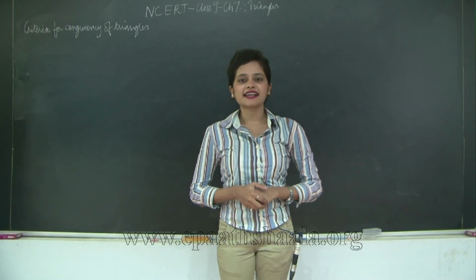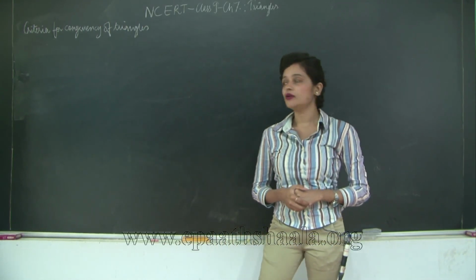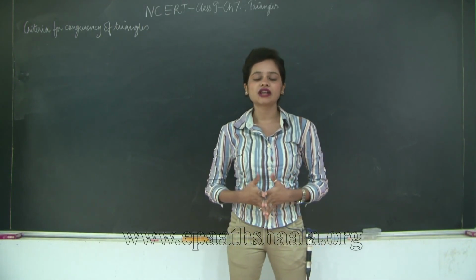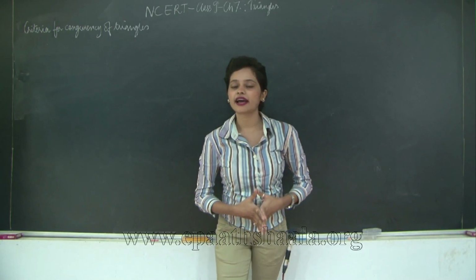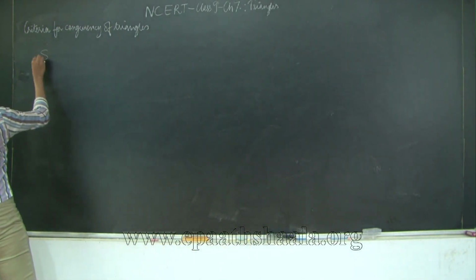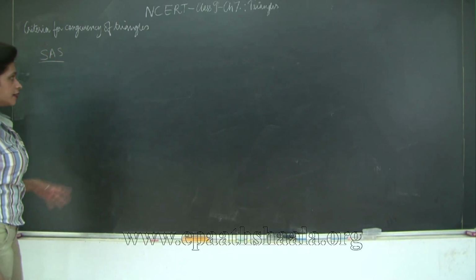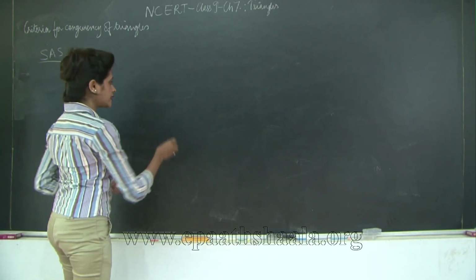Hello students, let us continue with chapter 7, Triangles, and we learn a new topic right now, which is criteria for congruency of triangles. As we proceed with the chapters, you will learn the different criteria, but now we are going to take a look at what is known as SAS, which stands for side angle side. But before I explain this to you, we will take a look at certain examples.